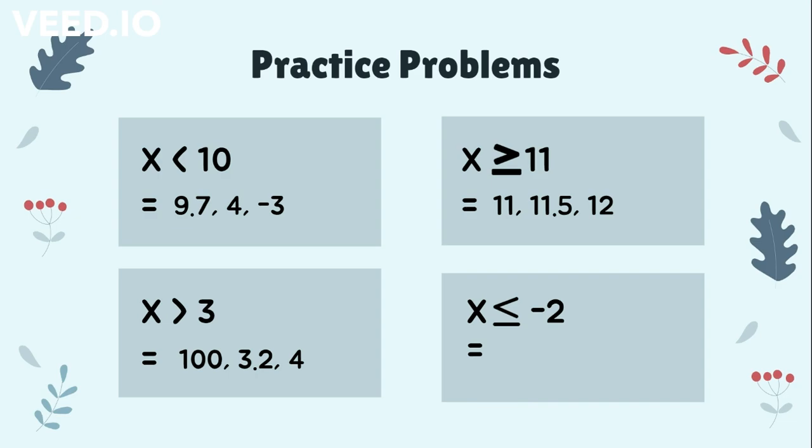The last question is x is less than or equal to -2. So that would mean -2 would work, -3 would work, and -40 would work, since all of these values are less than or equal to -2.